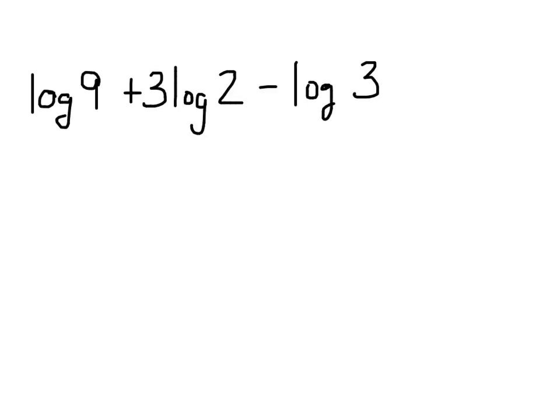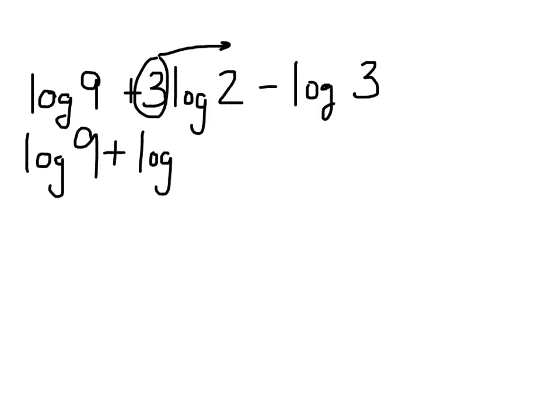Okay? So when you're doing this, what you do first, you guys, is if there's any numbers in the front, let's use that exponent rule and put the exponents back in. That's the first thing I'm going to do. I always get rid of the exponents first, or put them back in. So, is there any numbers in front of any of the logs? The 3. This 3 here needs to go back upstairs. So now I have log 9 plus log 2 to the 3rd power minus log 3. Is everybody okay with that so far?